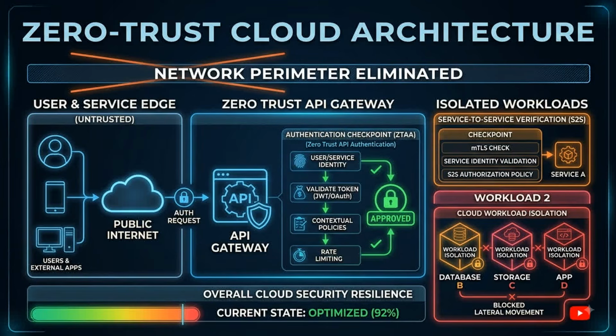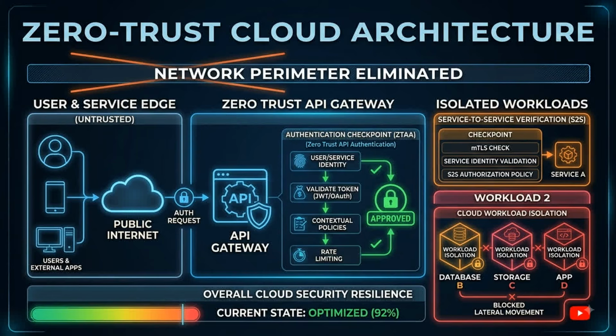Cloud infrastructure is vulnerable by default. APIs are exposed. Databases are networked. Services communicate over the internet. Zero trust principles apply here too. Users and external applications are untrusted. They must authenticate through a zero trust API gateway.